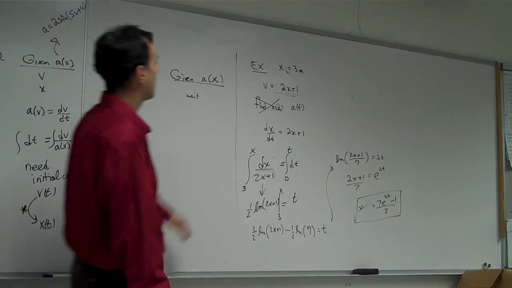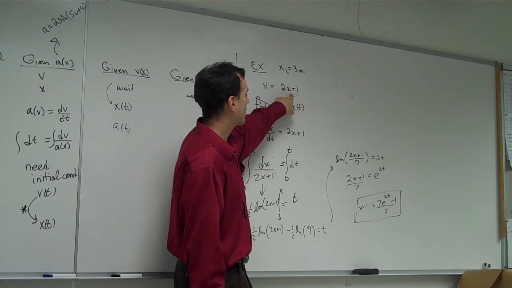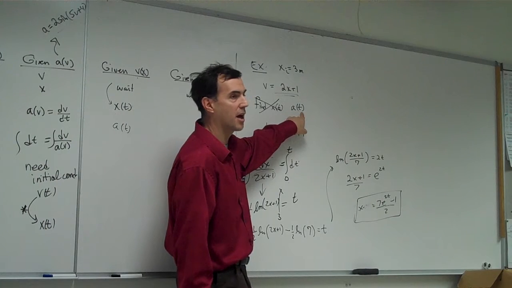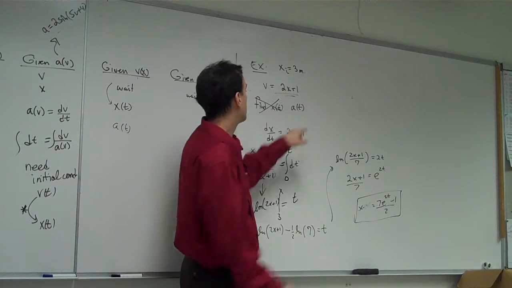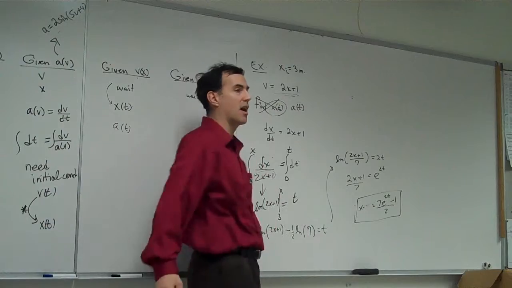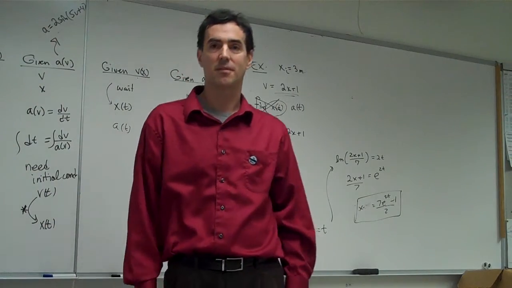So if you're given v as a function of x and you want a as a function of time, you need to go get x as a function of time even though you weren't asked for it.